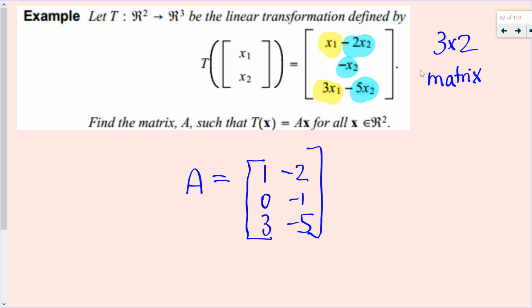So identifying the matrix is just as basic as looking at the coefficients of x1 and x2. And if you want to test it out, you can just take your matrix A, multiply by x1, x2, your pre-image, and see if you get that as your image. And if you do, you know you have identified the correct A as your transformation matrix. Any questions on that?